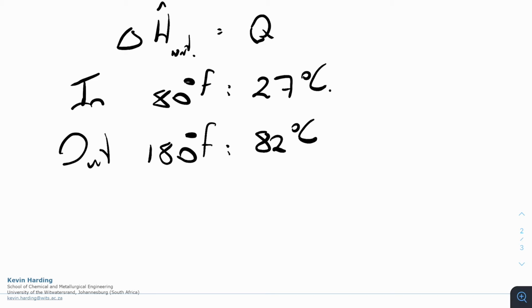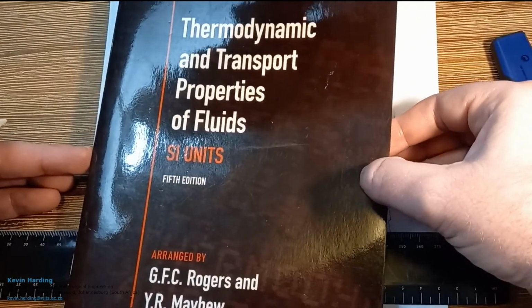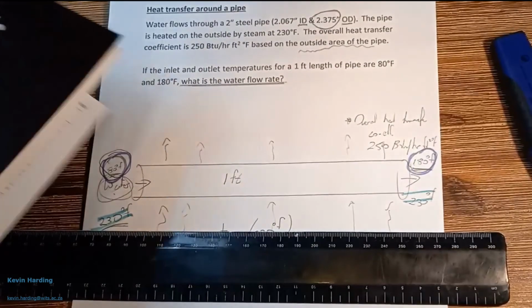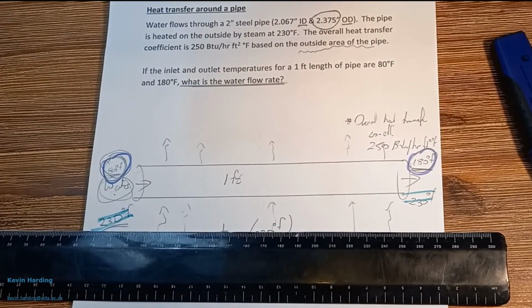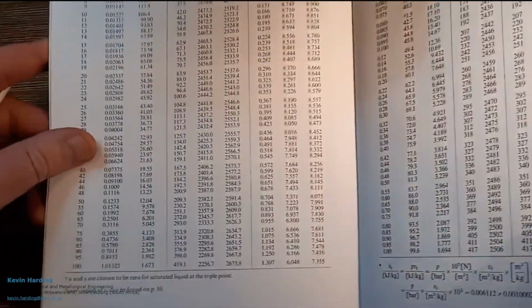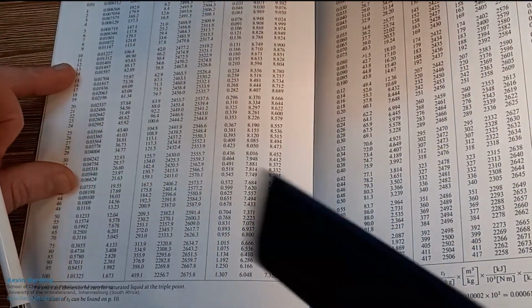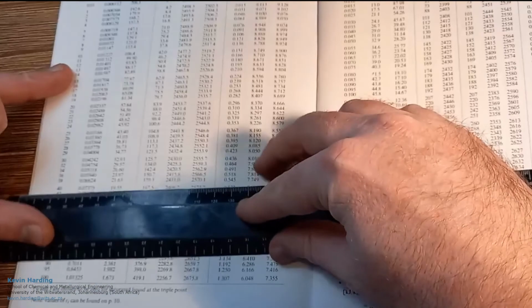What we're going to want to do now is go and find a steam table. So here's the steam table booklet that we're going to use: Thermodynamic and Transport Properties of Fluids, Rogers and Mayhew. On page 2, we can now find the steam table value for these temperatures.